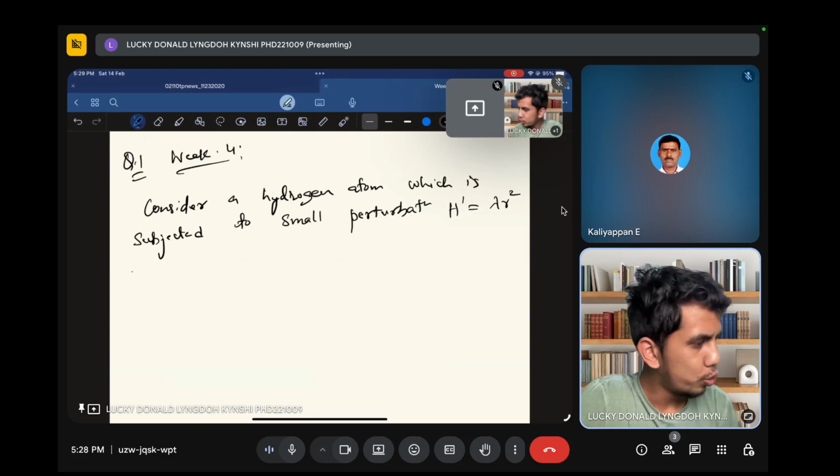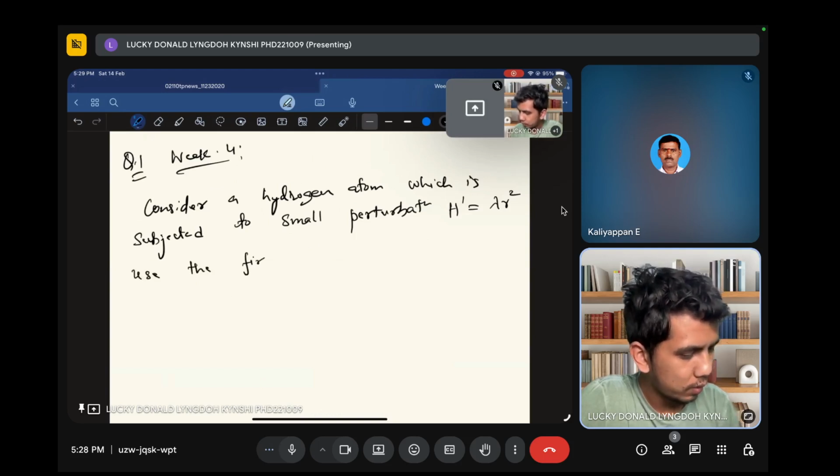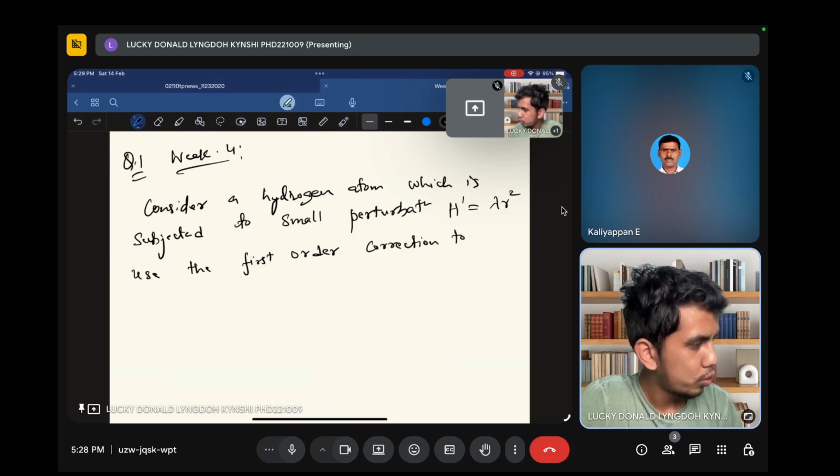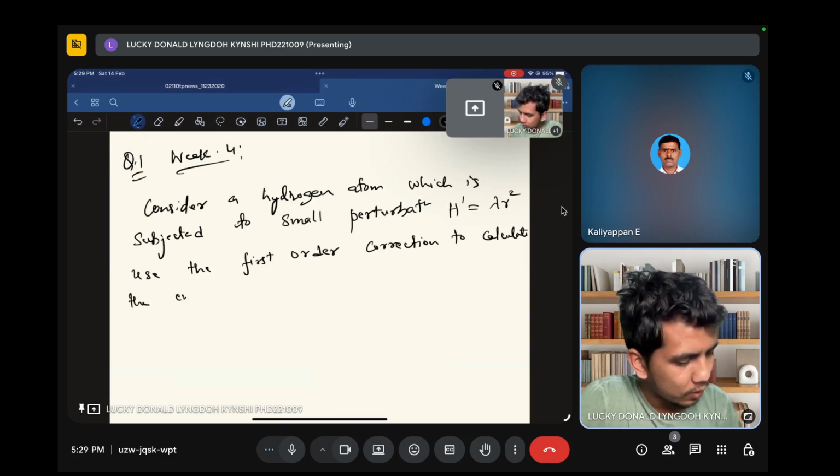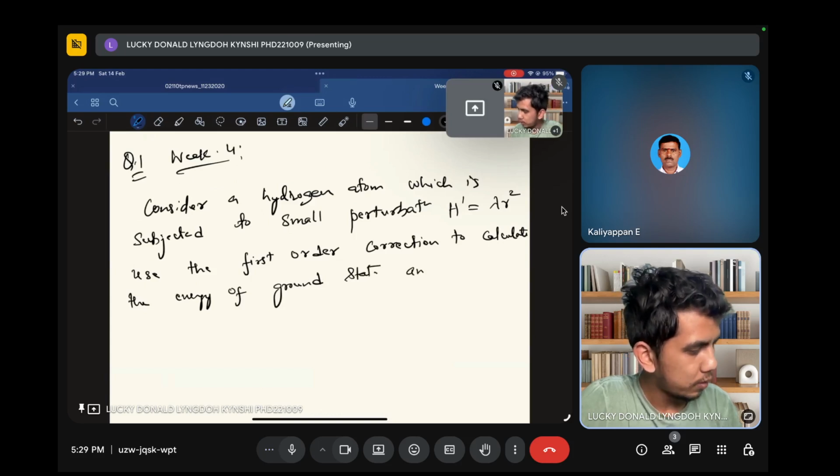So use the first order correction to calculate the energy of ground state and 2p state.